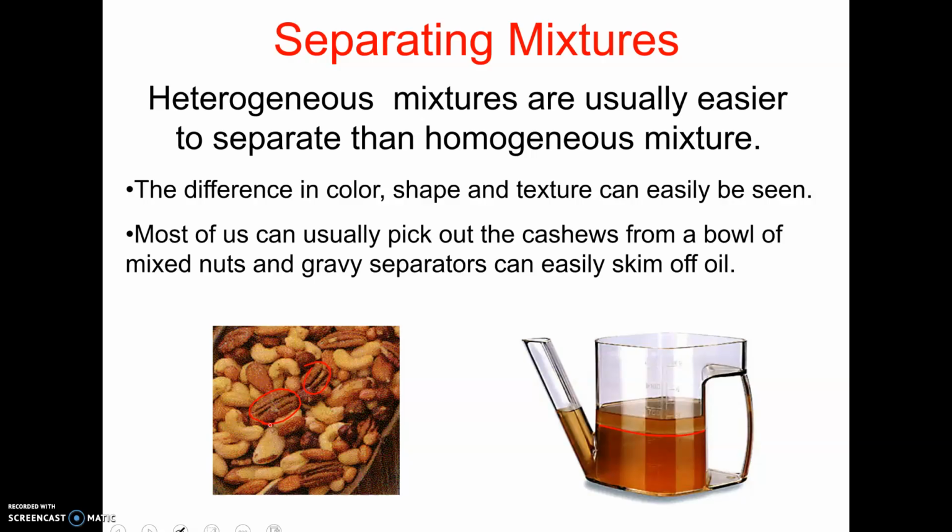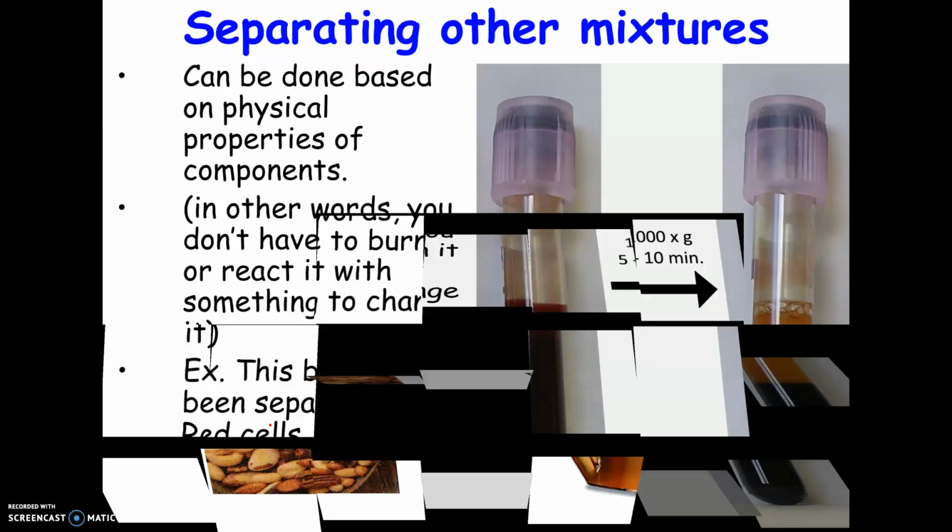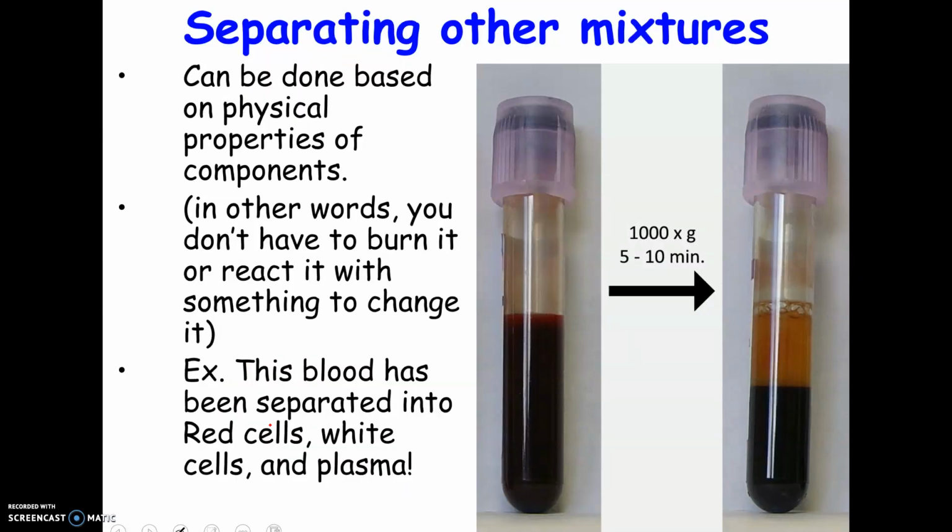But other mixtures are a little difficult to separate. But you can still separate them into their components using physical means. So here's an example with blood. Remember I told you blood is actually a heterogeneous mixture. And you can see that when you spin it in a centrifuge, heavier things sink to the bottom, and blood actually separates with the red cells on the bottom, and then the white cells and plasma at the very, very top.